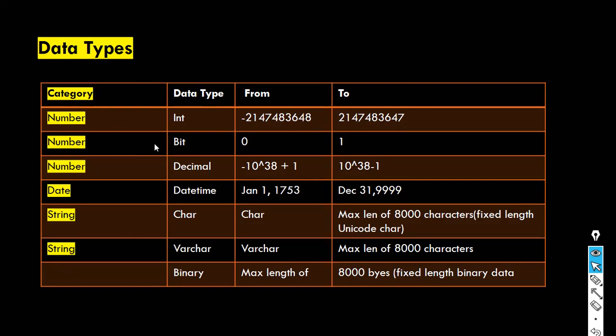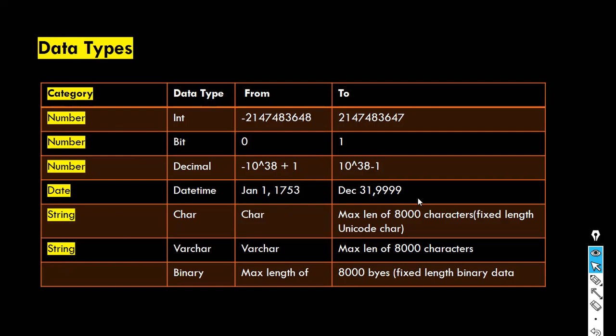And bit is a binary data type, 0 or 1. It takes only either 0 or 1. The decimal takes anywhere between these two values, such a big number you can store. The date type: from January 1st, 1753 to this date only you can store.